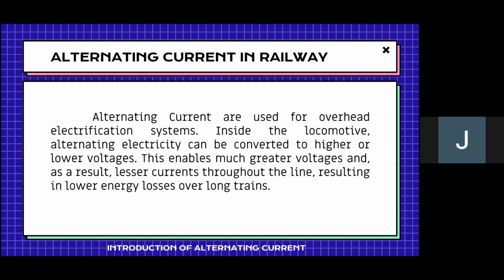In terms of railway naman, yung alternating current is ginagamit mostly sa AC traction and sa overhead electrification system. Dahil nga, sabi ko kanina, mas onti yung naloloss na energy pagka AC yung ginamit kaysa sa DC. Next slide, please.